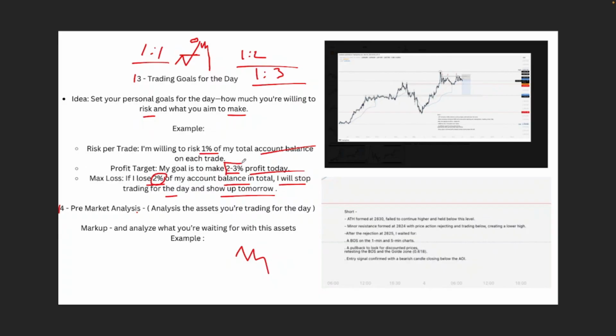Because let's say your plan was to make only 2 to 3% a day. This is where psychology comes into play. This is where you need to accept, boom, I made my 2 to 3% a day. I'm done for the day. Turn off my computer and then continue throughout my day.